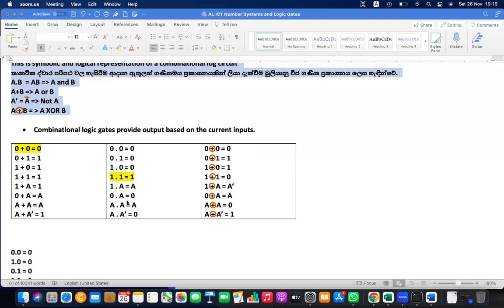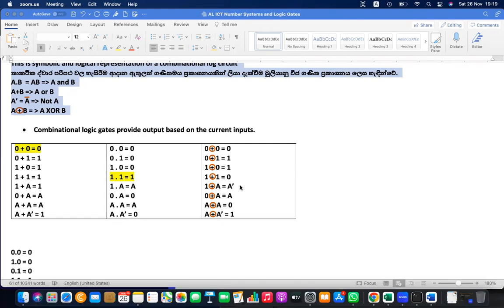If there is even one 0 in the AND gate, everything becomes 0. All others are not relevant. So that is the AND gate behavior. Okay. Now the next one is A AND not A. If A is 1, not A is 0. If A is 0, not A is 1. Anyway, a 1 and a 0 are there. Therefore, the final output is 0.